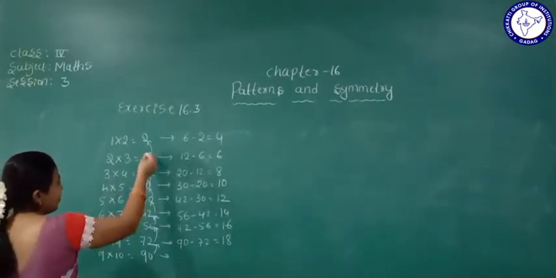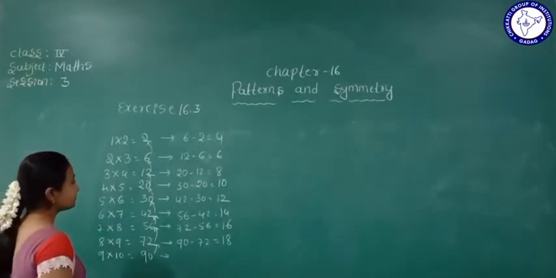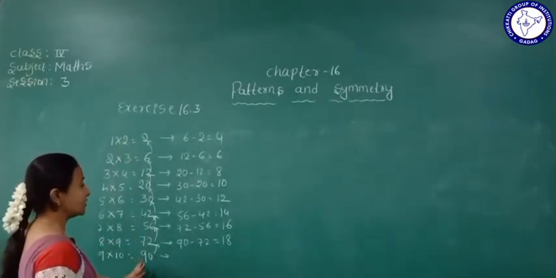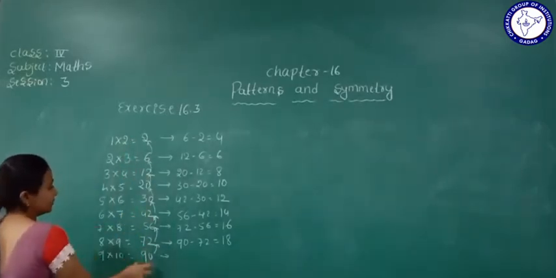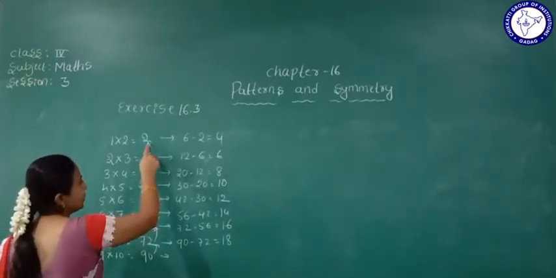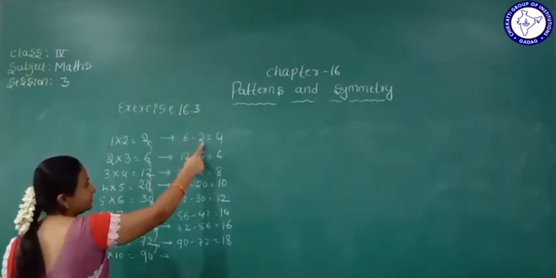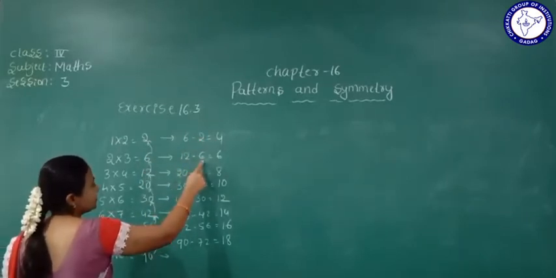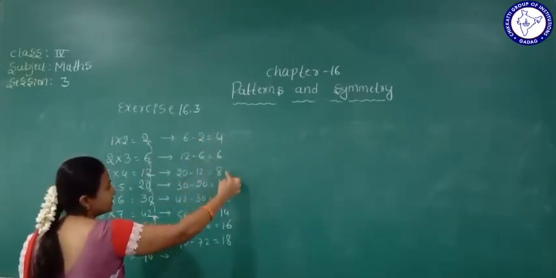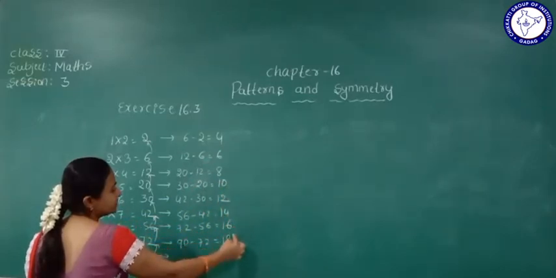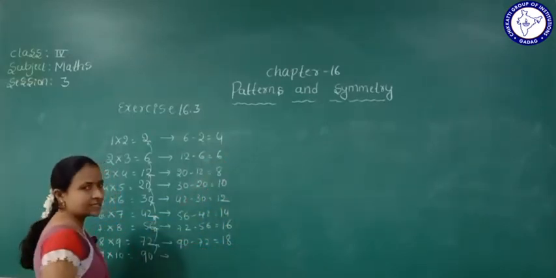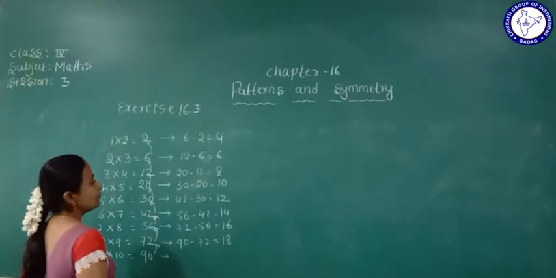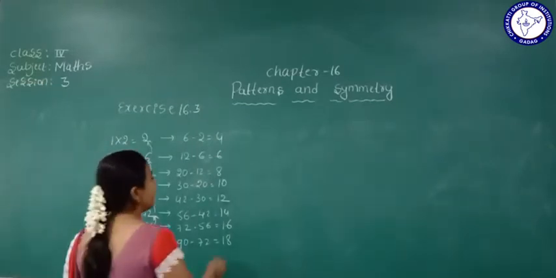So here we can see this. This is a pattern or not, how will we find? This is the product. So they have taken the product and subtracted here. 6 minus 2 is equal to 4. Next, 12 minus 6 is equal to 6. We get 4, 6, 8, 10, 12, 14, 16, and 18. So all of them are even numbers. Yes, so we can find this is a pattern.